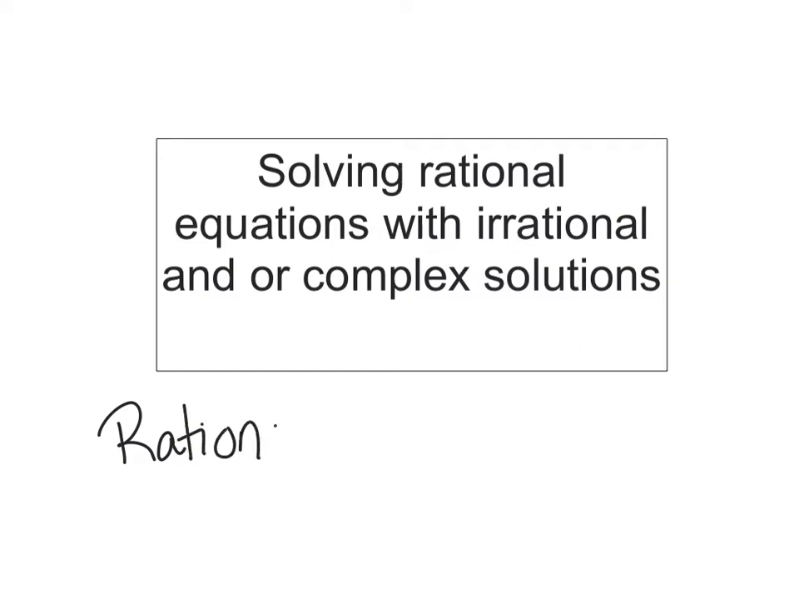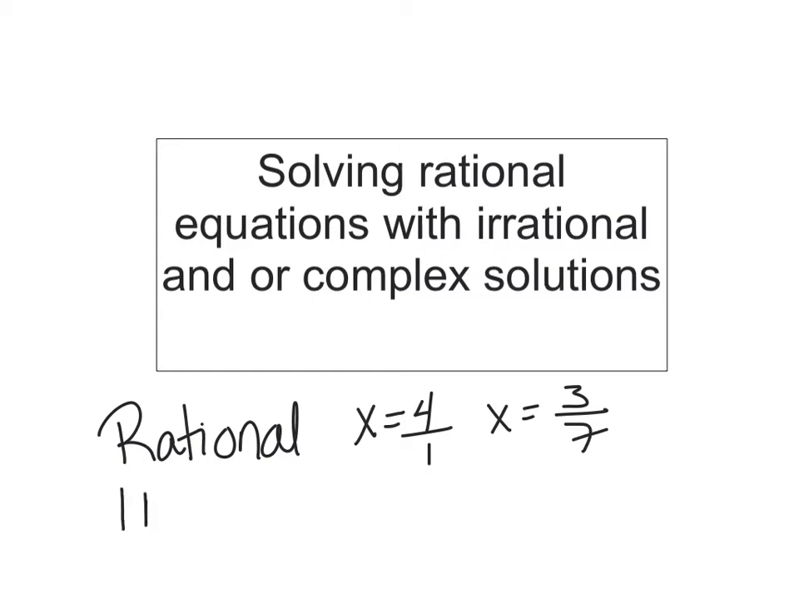A rational solution is a fairly nice answer, something that can be expressed as a ratio. Perhaps we got x equals 4. That is rational because I can express it as 4 over 1. Maybe you got something like x equals 3 over 7. Again, that's a ratio. That's a rational solution.